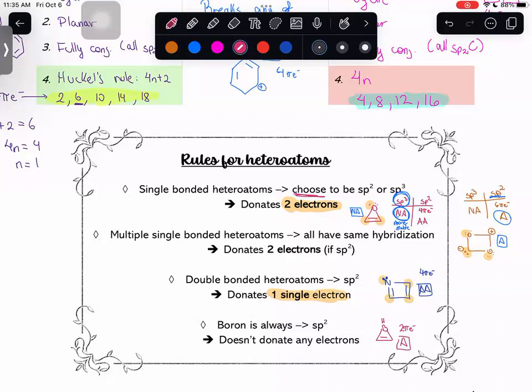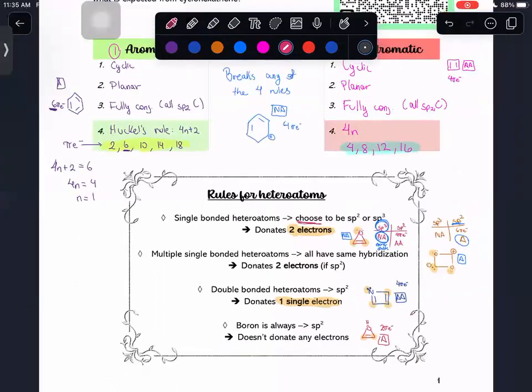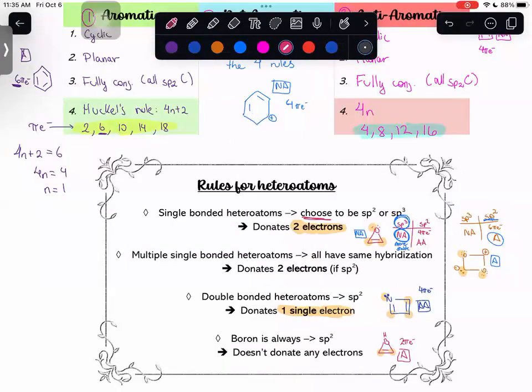Essentially, the difference between aromatic and anti-aromatic is that the number of pi electrons in aromatic always lands on 2, 6, 10, 14. So it's increments of 4 starting at 2. Versus anti-aromatic, it's just increments of 4. Okay, we're good? We don't care about n. We just care about Huckel's number. If it matches, then it's aromatic. Just look at the highlighted portion, that's it.